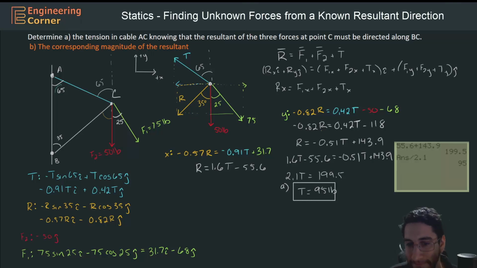Now, part B, very simple. Once we have part A, we have an expression for what my resultant force is. So I can just plug it into that equation. So I'll get that R is equal to 1.6 times this 95 minus 55.6. And that will give me my answer. R is equal to 96.4 pounds.